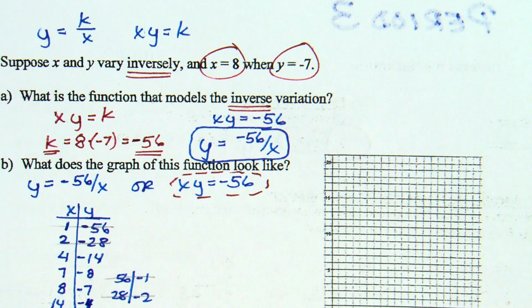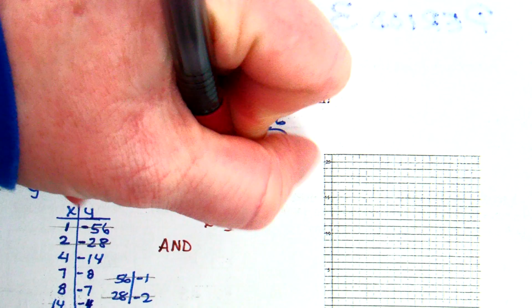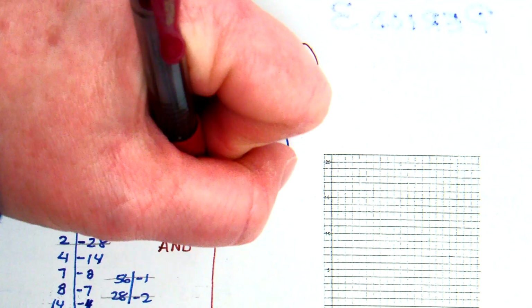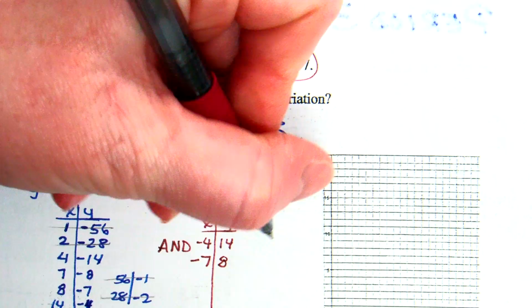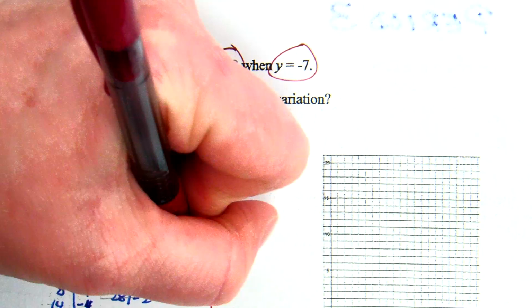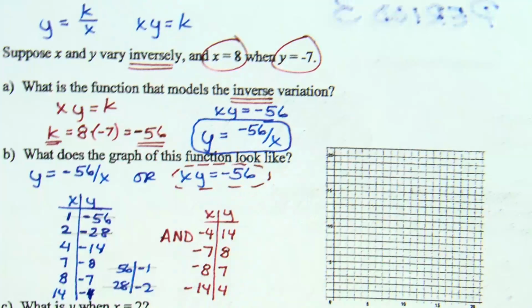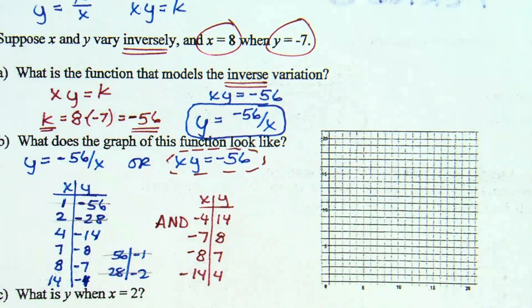So if we just look at the ones that I'm actually going to graph, we're going to need some more numbers to make this work. Instead of positive 4 and negative 14, I need to say negative 4, positive 14. Instead of positive 7, negative 8, negative 7, 8. Negative 8, 7. Negative 14, 4. Not that we couldn't do that with the 56s and 28s, but I'm actually going to graph those.